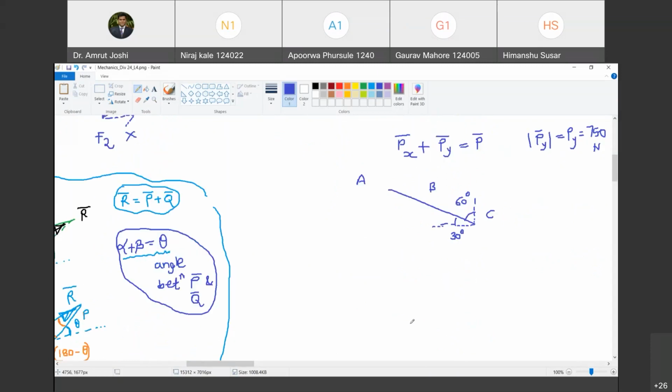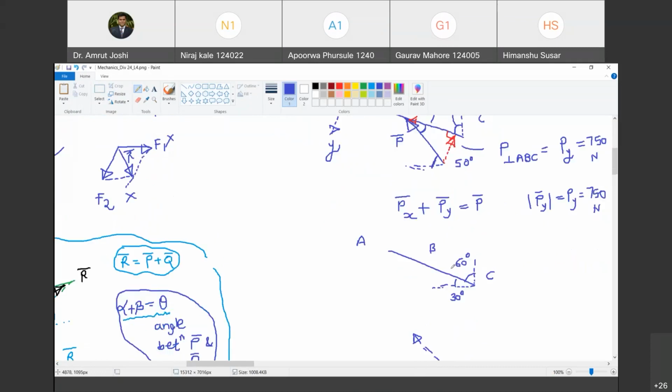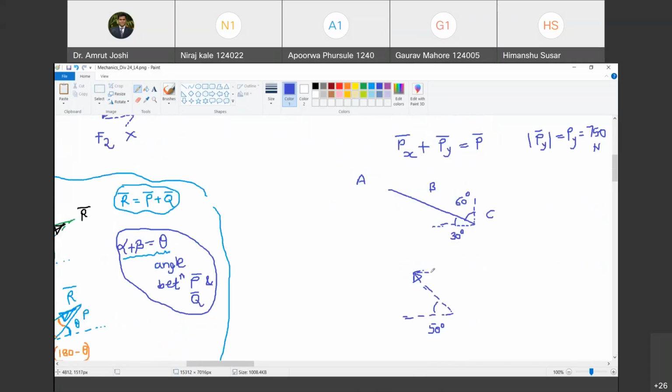Now pay attention here. This is P, and it makes an angle of 50 degrees with the horizontal. Do you agree with me? This angle is given as 50 degrees. Now, if I draw a horizontal line through the tip of this P, then this angle will also be 50 degrees. Do you agree with me? Because this horizontal line is parallel to this horizontal line, and alternate angles are equal, therefore this angle is 50 degrees. Happy?